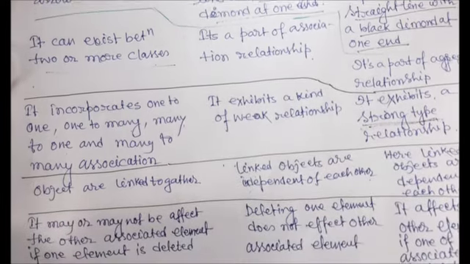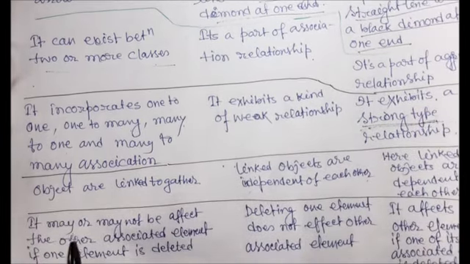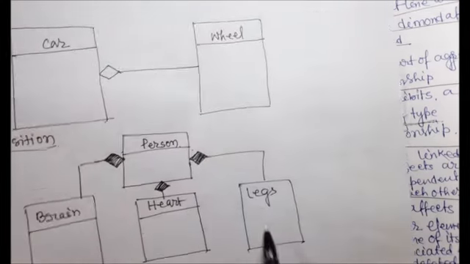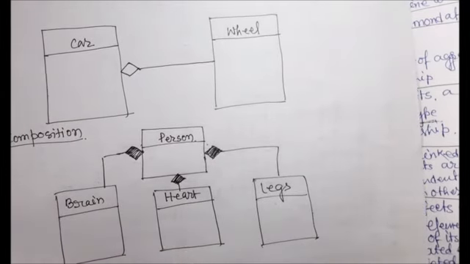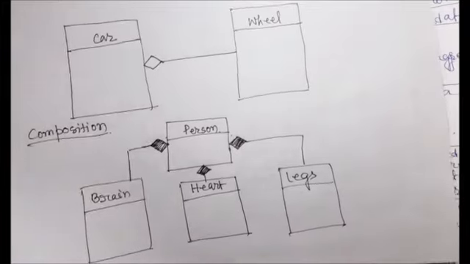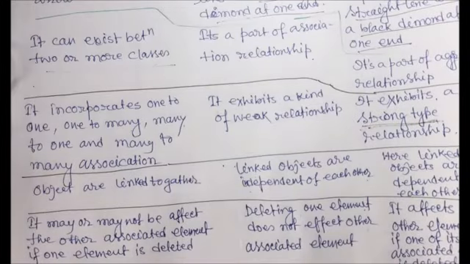In case of association, it may or may not affect the other associated element if one element is deleted. But in case of aggregation, deleting one element does not affect the other associated element, just like the car and wheel example. But in case of composition, it affects the other element if one of its associated elements is deleted. If I delete the leg, we cannot say it is a person. If I delete the heart, we cannot say it is a person. So it will be affected. Okay, so this is the comparison between association, aggregation and composition. This part is very important for your exam.